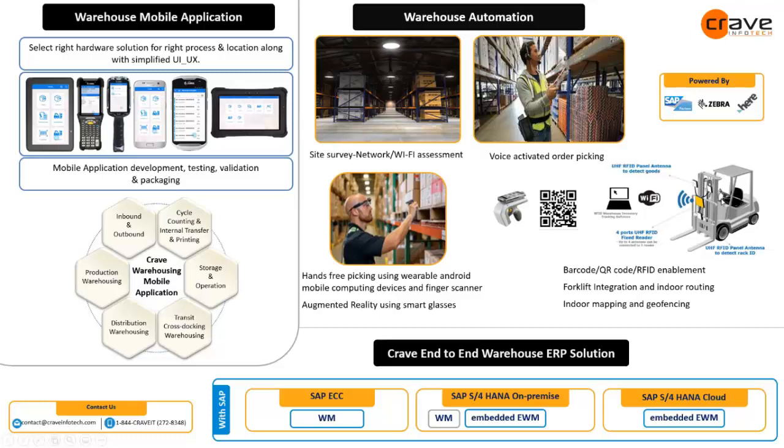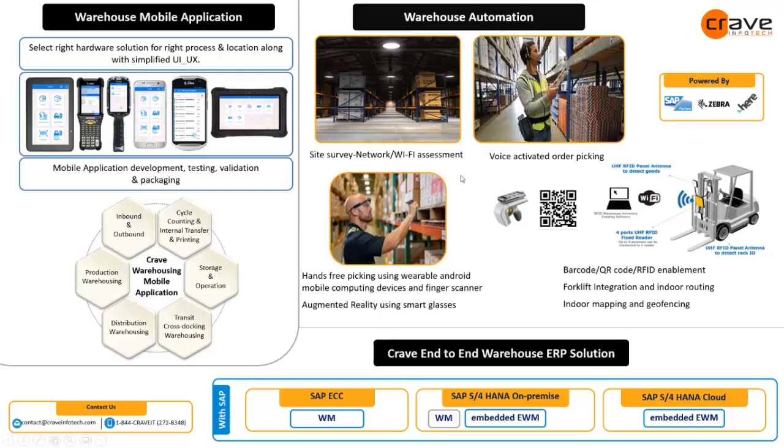Then we also help with forklift integration. If there are opportunities to integrate the forklift and make it completely automated, we will be able to help you with that. In addition to that, we have hands-free picking and voice-activated order picking. Hands-free picking goes by augmented reality using smart glasses, and also being a Zebra partner, we provide site survey and network Wi-Fi assessment.